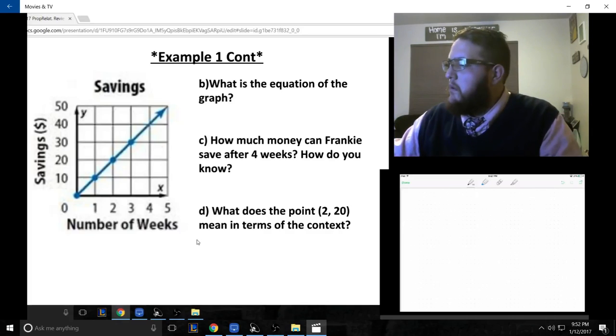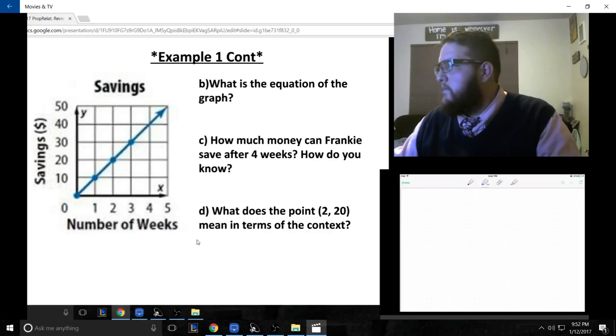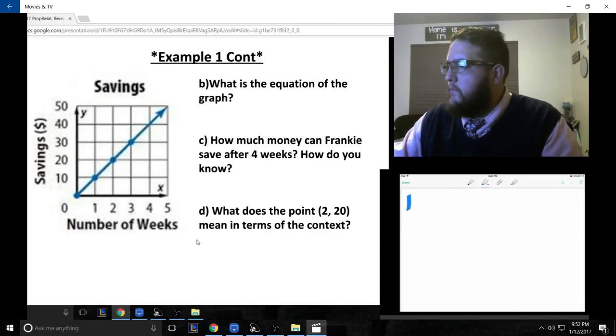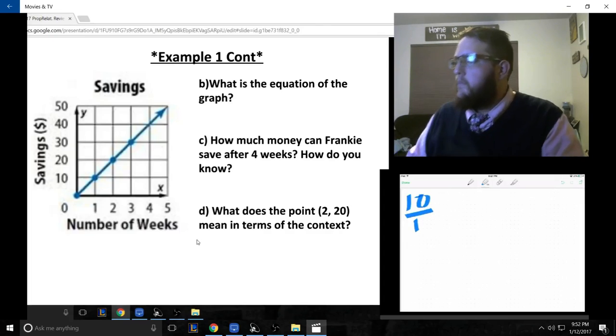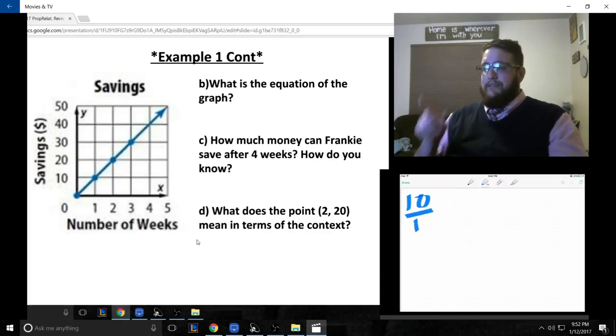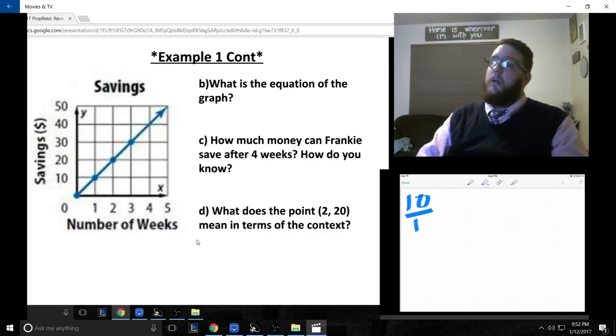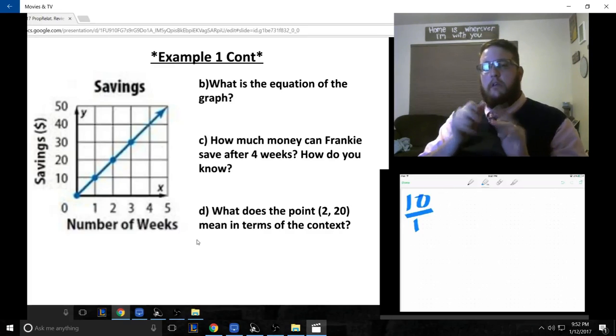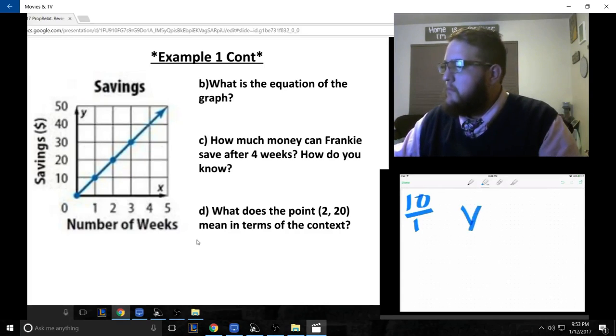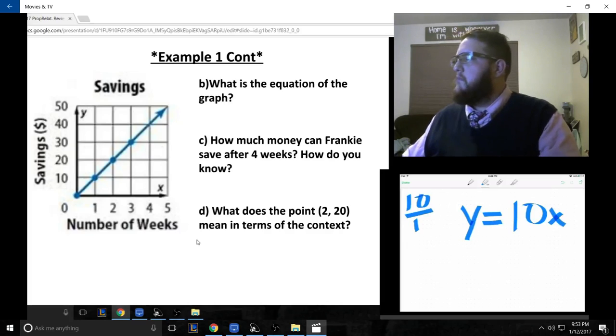Now, the constant rate of change tells us that the y value is constantly increasing by 10. So, no matter what value we have for x, we can multiply that by 10, and that will give us the corresponding y value. So we can write this as y equals 10x, or y equals 10 times x.